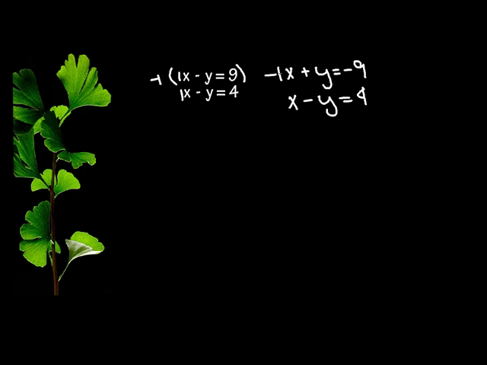Do you see that I have opposites here? I have a -1 and a positive 1. That's a good thing. So now I'm going to add down. -x plus x is 0x. Positive y minus y is also a 0y. And -9 plus 4 is -5. But do you see something? I get rid of my x and my y. That means 0 equals -5.